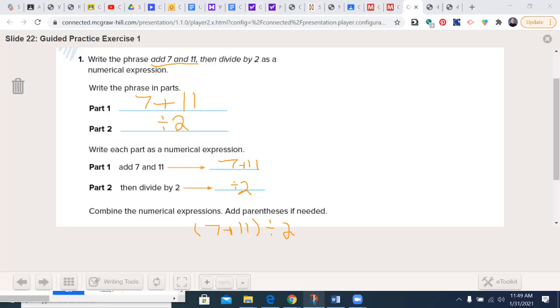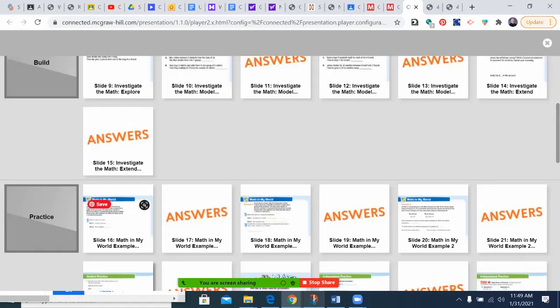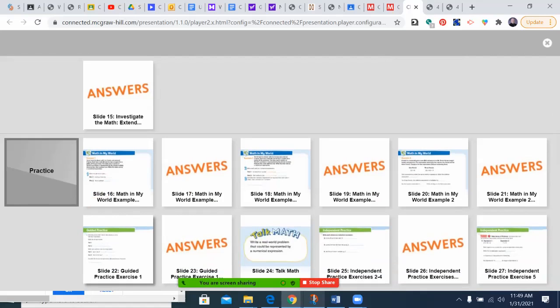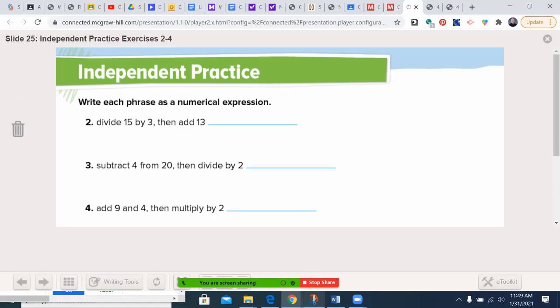I'm going to go ahead and clear the drawings. All right, so on these three, first thing I want you to do is write each phrase as a numerical expression. You'll do this by pausing the video, filling it out, and then unpausing the video and seeing how you did. So go ahead and try that right now. Let me pause the video now.